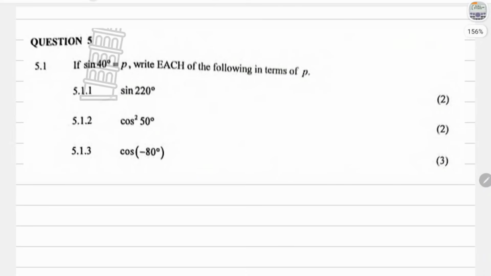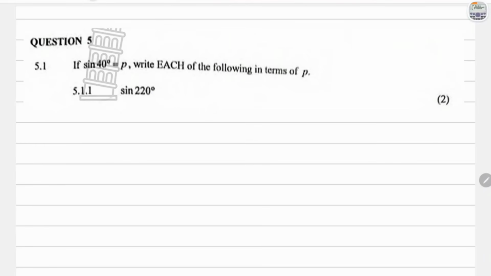Okay, so question 5, 5.1 says, if sine of 40 degrees is equal to p, write each of the following in terms of p. The first one that we have is sine of 220 degrees. I hope you guys see the pattern that has been going on. You will notice that with your trig diagrams, they'll usually give you these ones, so you should make sure that you are prepared for these ones.